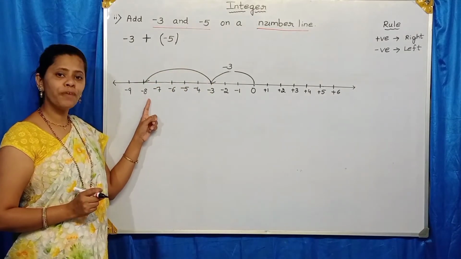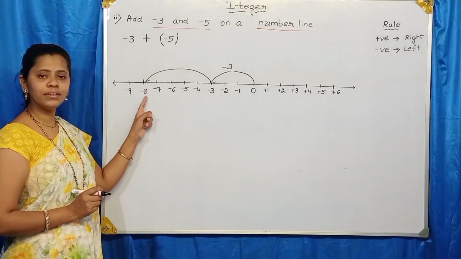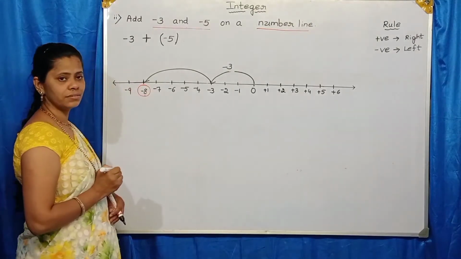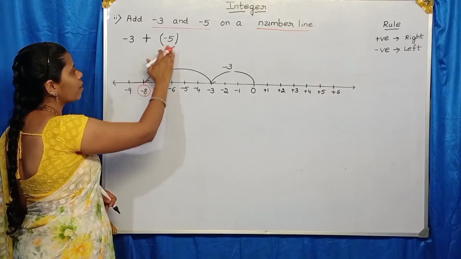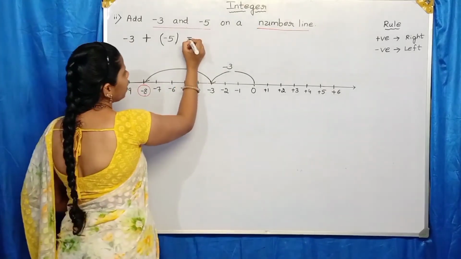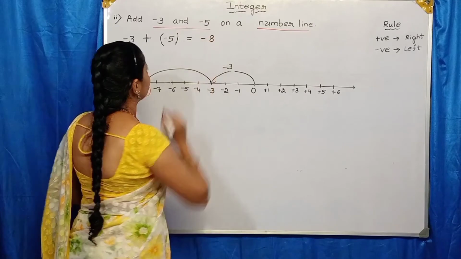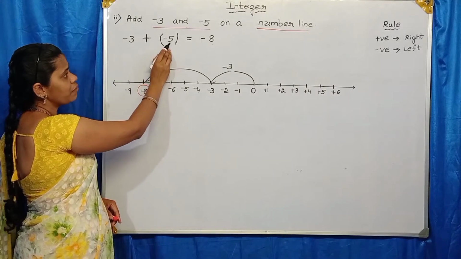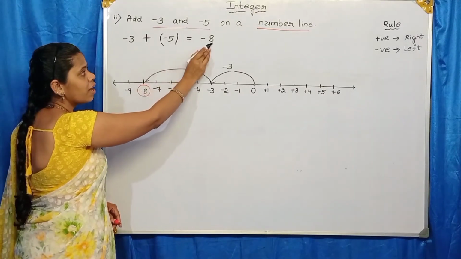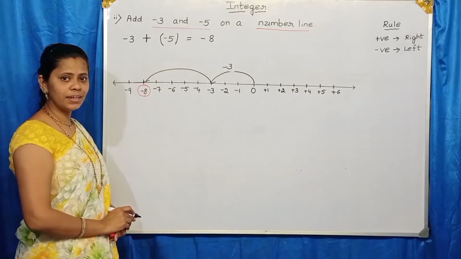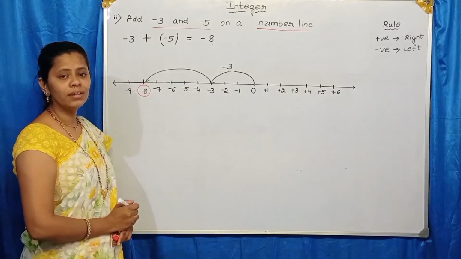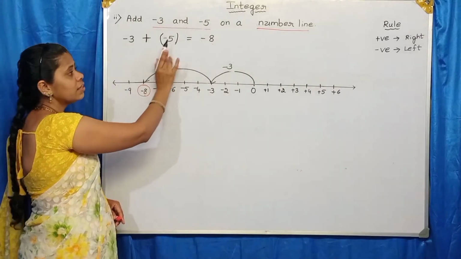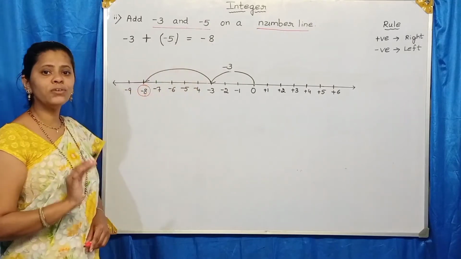When we move 5 steps to the left side, we get minus 8. Minus 8 is the answer. When we add minus 3 and minus 5, the result is minus 8. Observe here, 3 is also negative and 5 is also negative and the answer is also negative, isn't it? From this, what can we conclude? We can conclude that when we add two negative integers, the resulting integer is negative only.